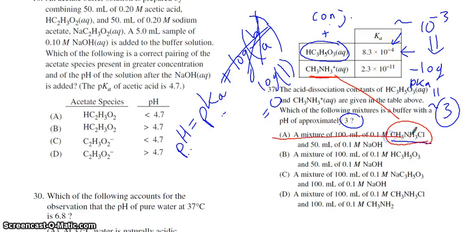This one's out. B says a mixture of 100 mils of, oh, this is our guy. This is what we want. Good, that's connected now. With 50 mils of sodium hydroxide, yes, because 50 mils of sodium hydroxide will take half of HA, half of 100, and convert half of it into the conjugate.